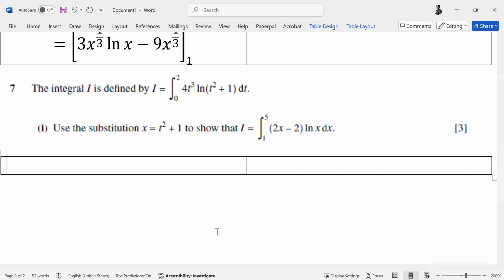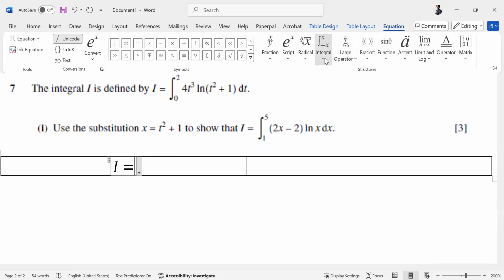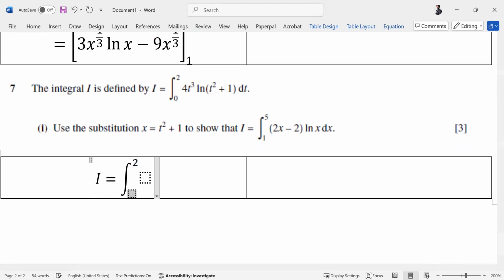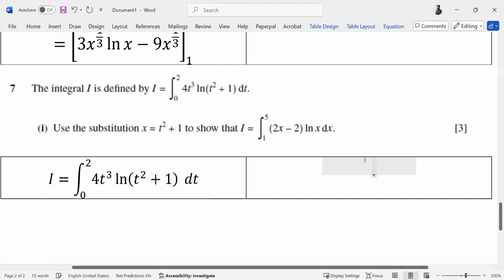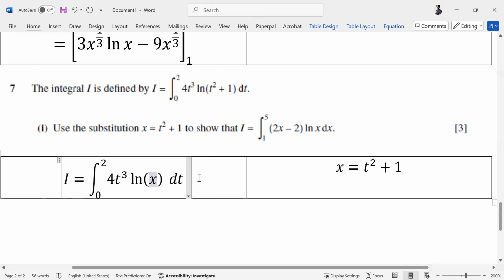So what do we need to substitute? Very good. In place of x we will substitute t square plus 1. And okay, so this is what we are starting with. These limits are values of t. x in place of t square plus 1. Here I will substitute x. Okay, I'm done with this.